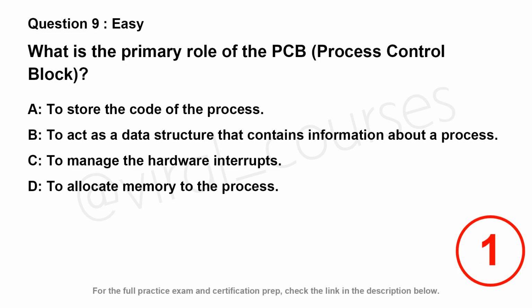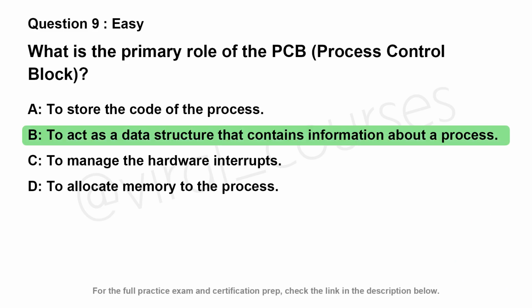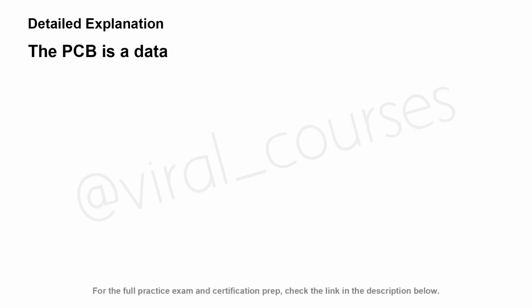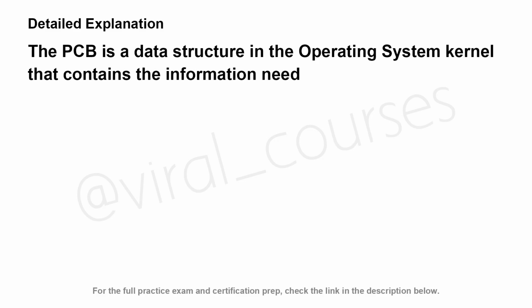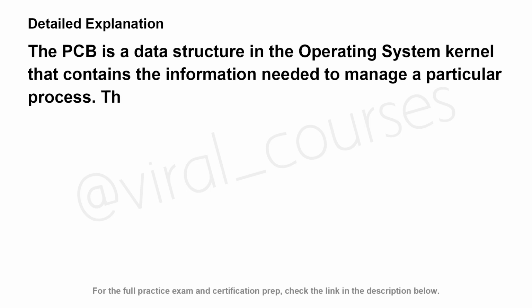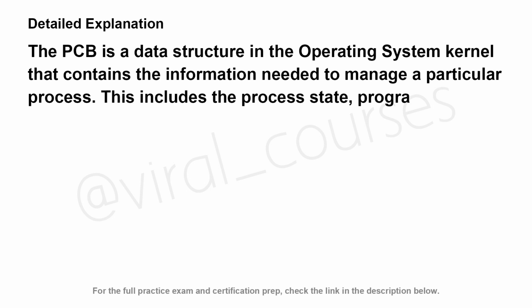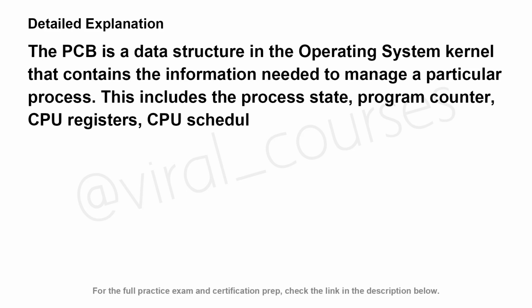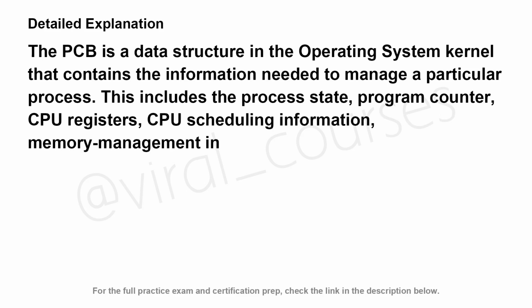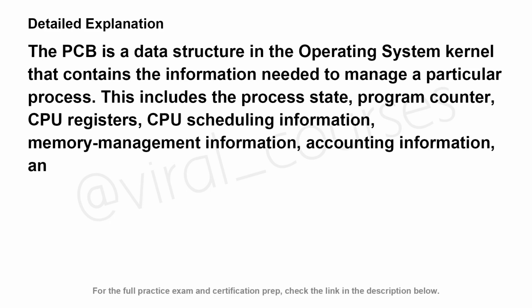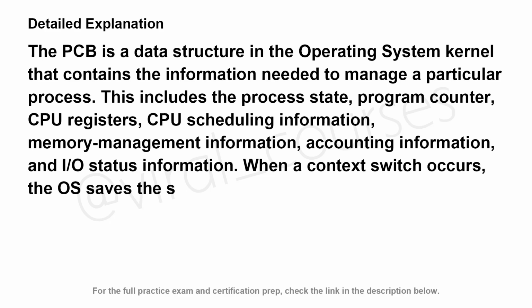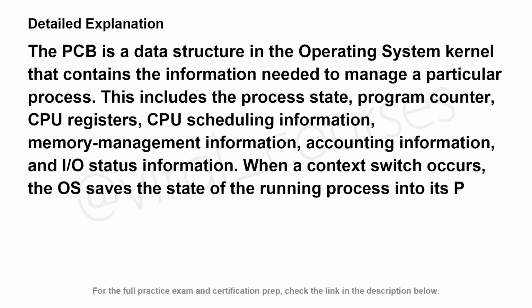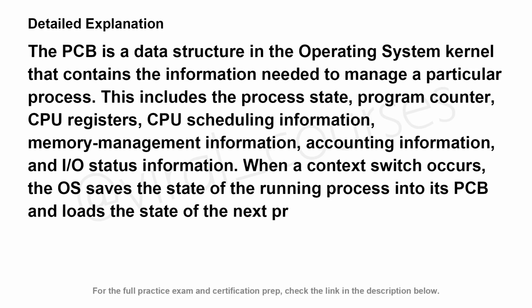The correct answer is B. The PCB is a data structure in the operating system kernel that contains the information needed to manage a particular process. This includes the process state, program counter, CPU registers, CPU scheduling information, memory management information, accounting information, and I/O status information. When a context switch occurs, the OS saves the state of the running process into its PCB and loads the state of the next process from its respective PCB.